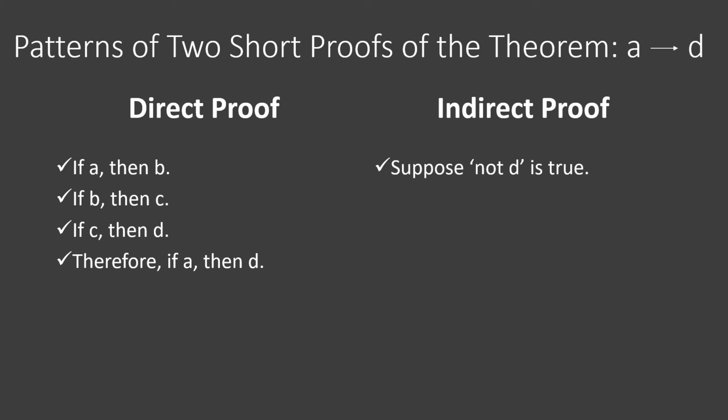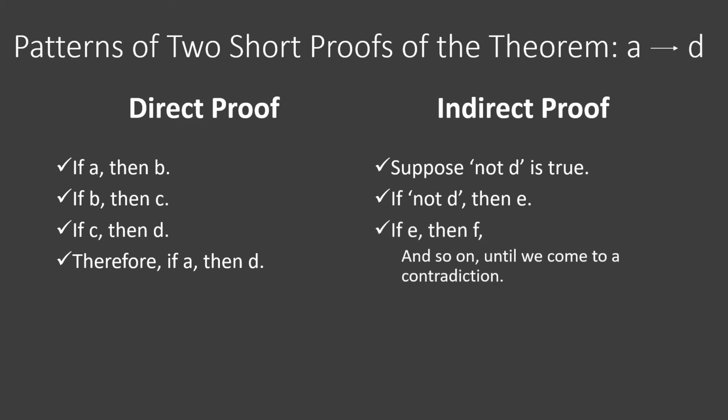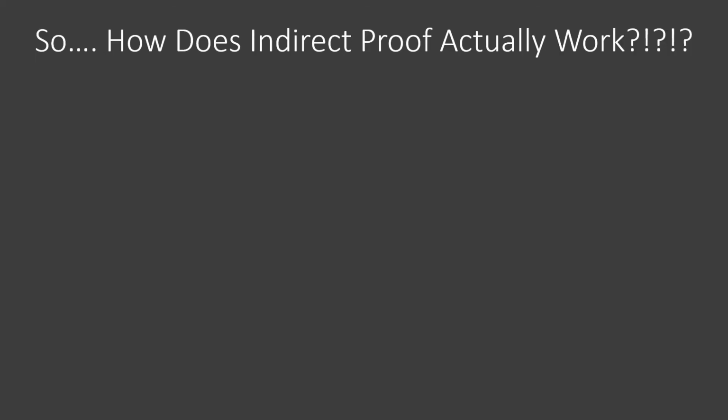Well, we're going to suppose the conclusion is not D, and we're going to say that not D is true. If not D, then E. If E, then F, and we're going to continue until we come to some kind of contradiction. Then we can say, therefore, not D is false, and so D is true.